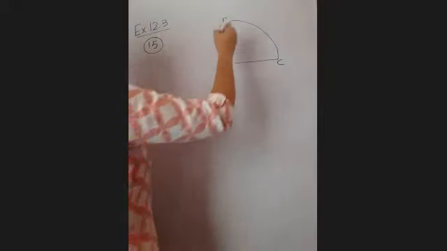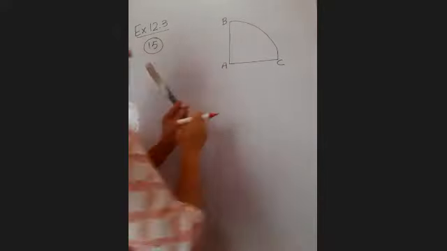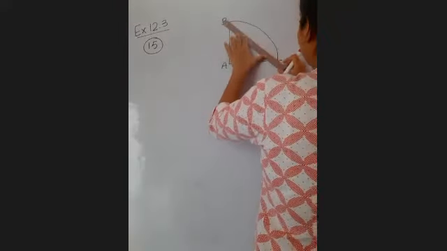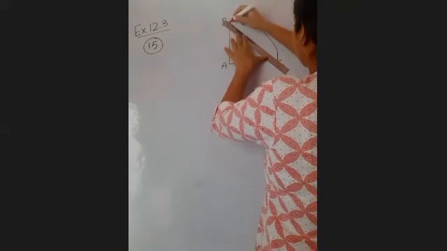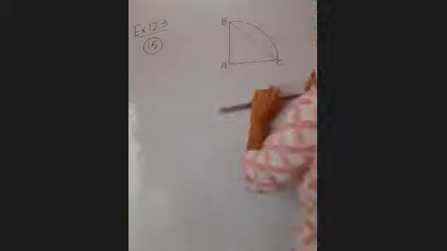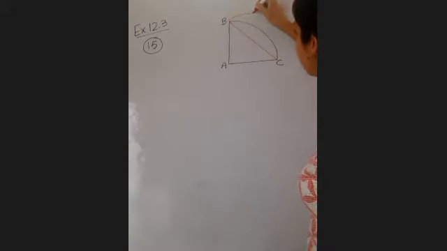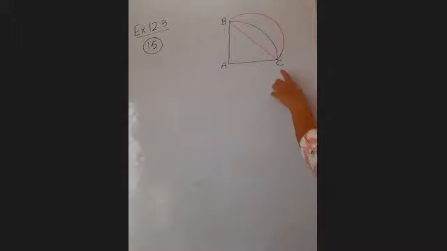BC as diameter means, let me just join BC. This would be my diameter. And with BC as diameter, a semicircle is drawn like this. Please see how the figure is being drawn. A semicircle is drawn like this. They want us to find the area of this shaded region.